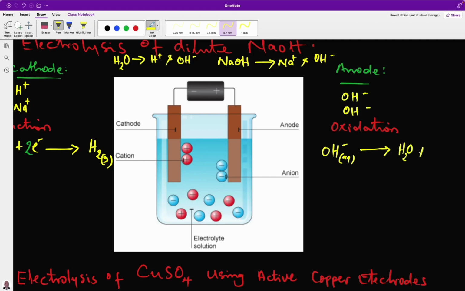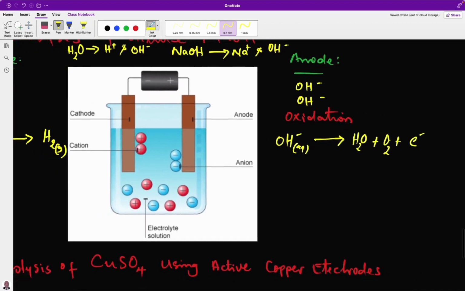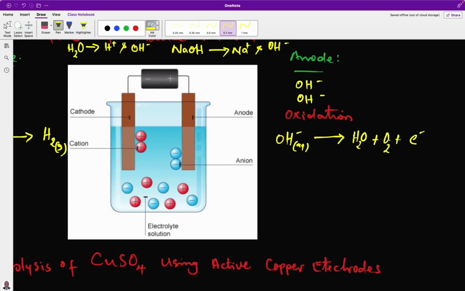Oxygen is being released. Lost electron. We need to balance the electrons. What do we do? In order to balance the electron, we need to balance it with a 2. If we put a 2 here, it will not go. If we put a 4 here, it will go.